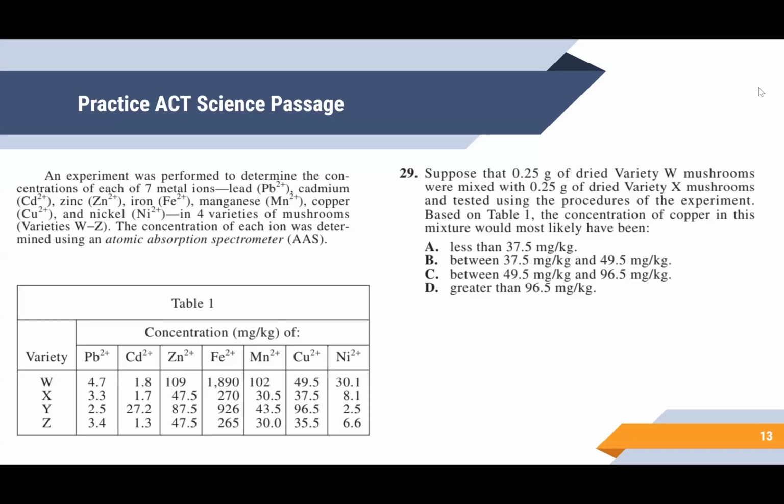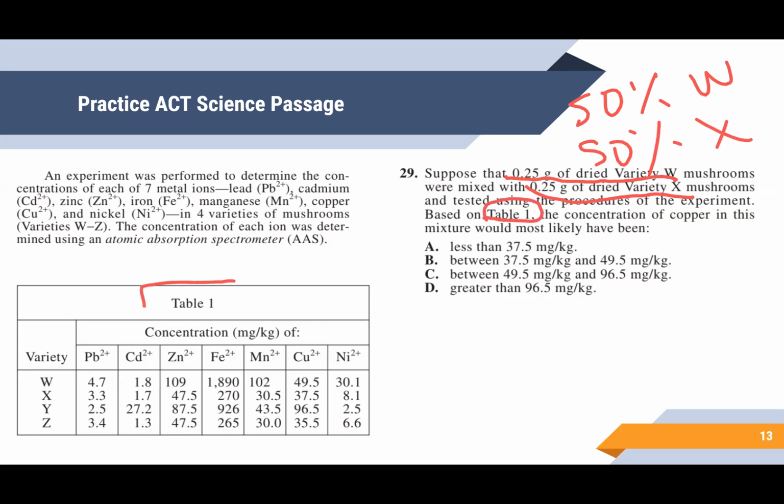All right, 29, try this one. 29 says, suppose that 0.25 grams of dried variety W mushrooms were mixed with 0.25 grams of dried variety X mushrooms. 0.25 and 0.25 are equal. So we're going to have something that's 50% W and 50% X, and tested using the procedures based on table 1. I'm looking at table 1. The amount of copper, if you don't know copper, they do tell you the abbreviation for copper is Cu. So we're focused on this section here.